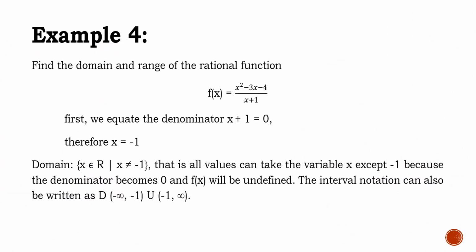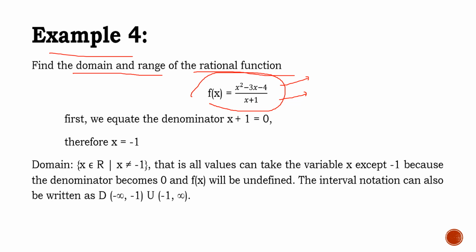So for example number 4, we're asked to find the domain and range of a rational function. Here there's a given f of x, and let's first check if both the numerator and denominator are polynomials. The numerator is a quadratic function and the denominator is a linear function. So both are polynomials, and since we define a rational function as a ratio of two polynomials, this given is a rational function.